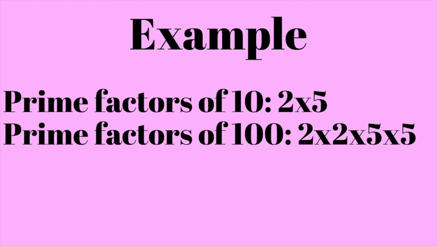Now, for our next example, we have 10 and 100. So here, hopefully you already know that 100 is divisible by 10 because 10 times 10, or 10 squared, is 100. But if we break this down into our prime factorization, you can see why. 10 equals 2 times 5, and 100 equals 2 times 2 times 5 times 5.